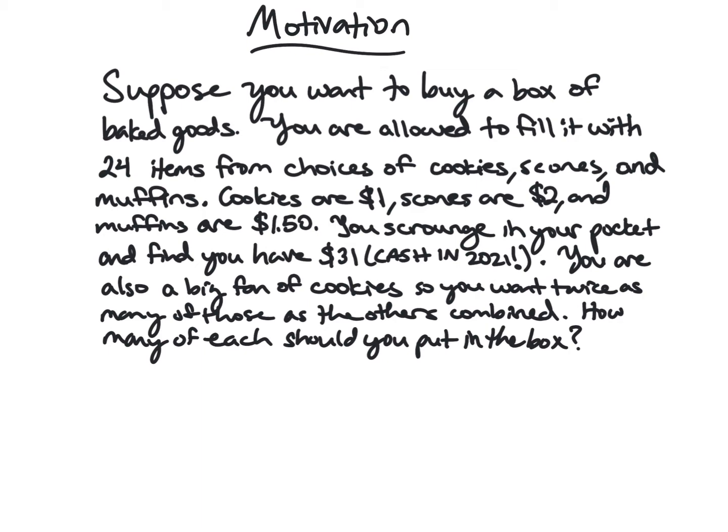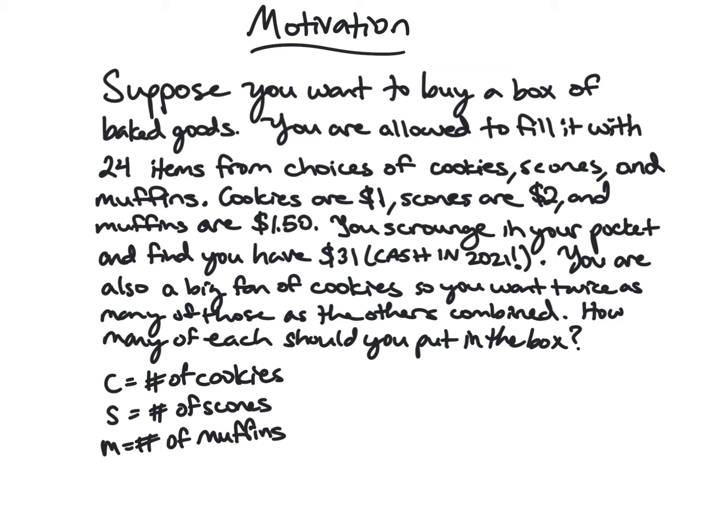So we should give variables, right? So we can just do, C equals number of cookies, and similar for the other two. So now, how do we start turning this into some algebra, right? So how do we put this in more math terms? So we have kind of 3 constraints here, right? So the first is that there are 24 items. So we know that C plus S plus M is going to be 24, right? And I'll just call that number 1.